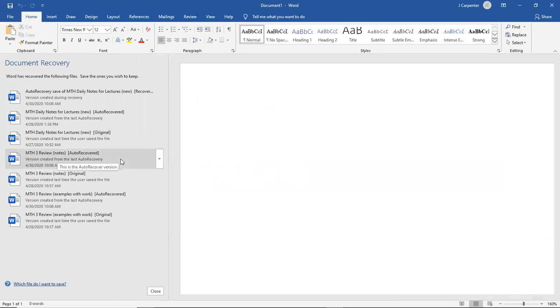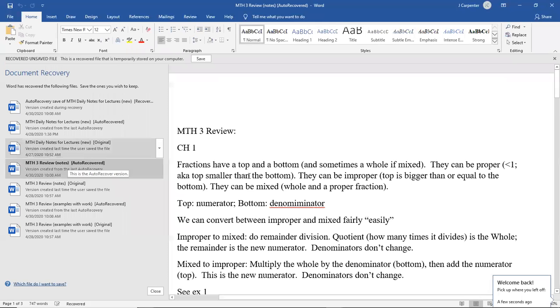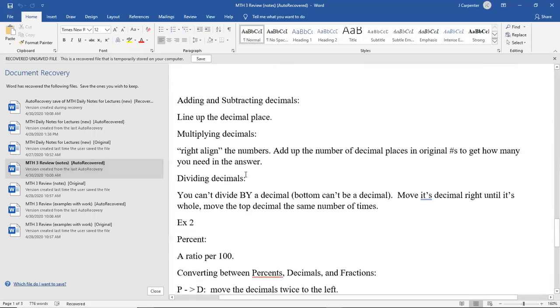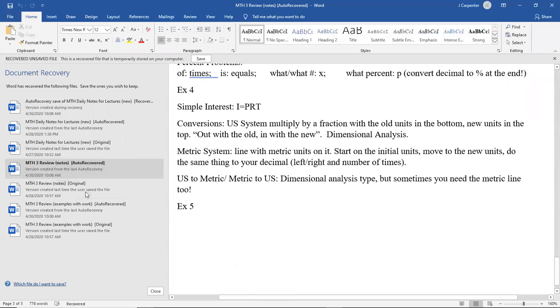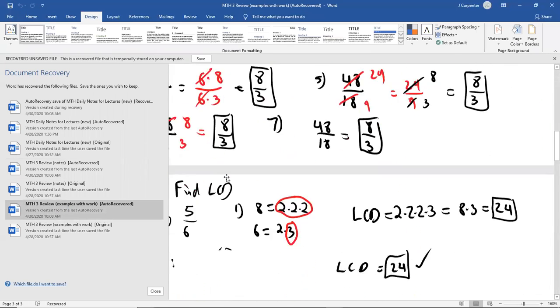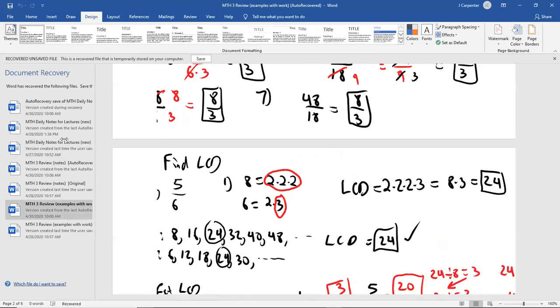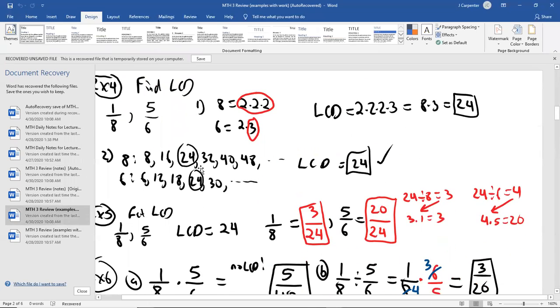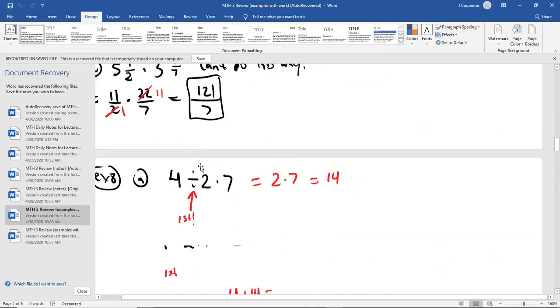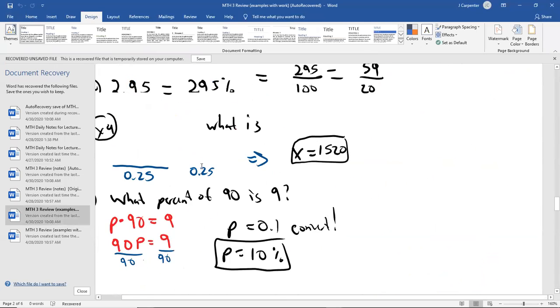Math notes, math review notes. Examples with work, which one's it gonna be? Probably the auto recovered. Okay, and then with work. Well, that's gonna be annoying up there for now. Whatever, God, I hate technology.